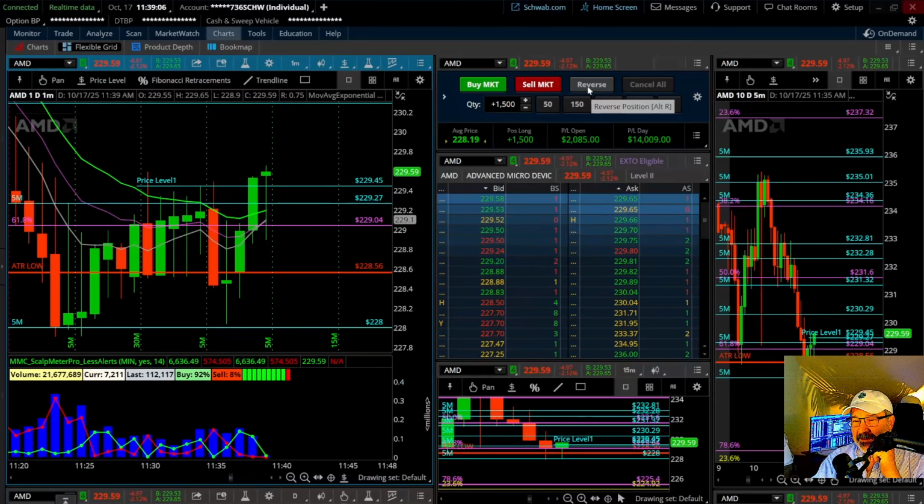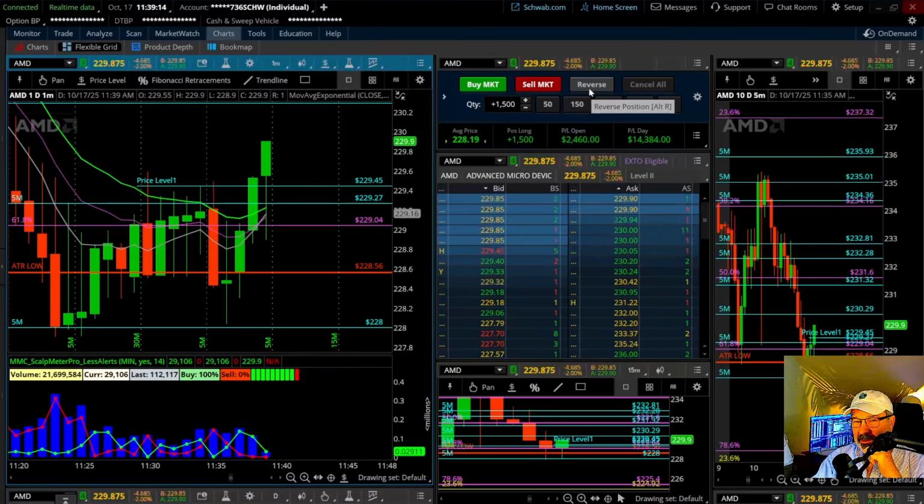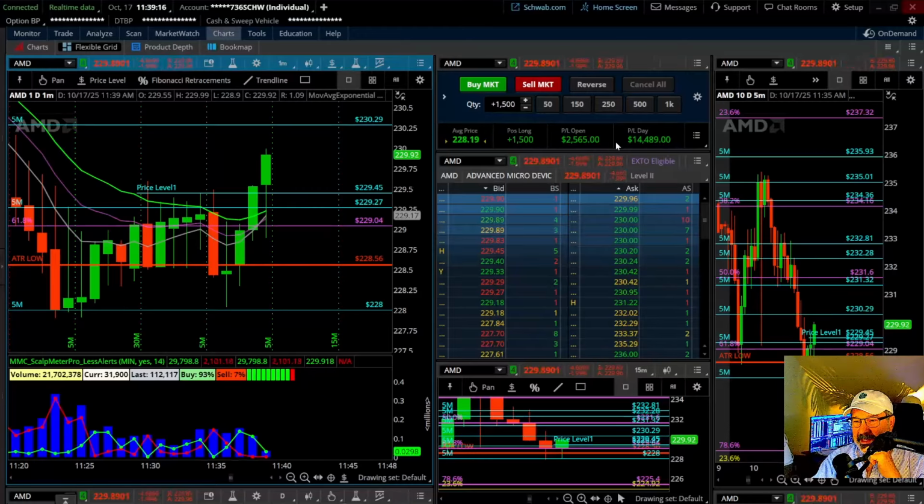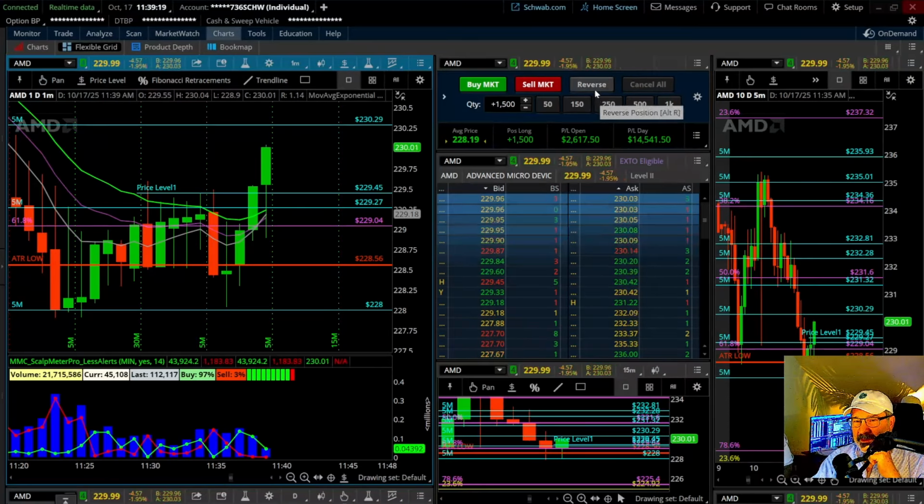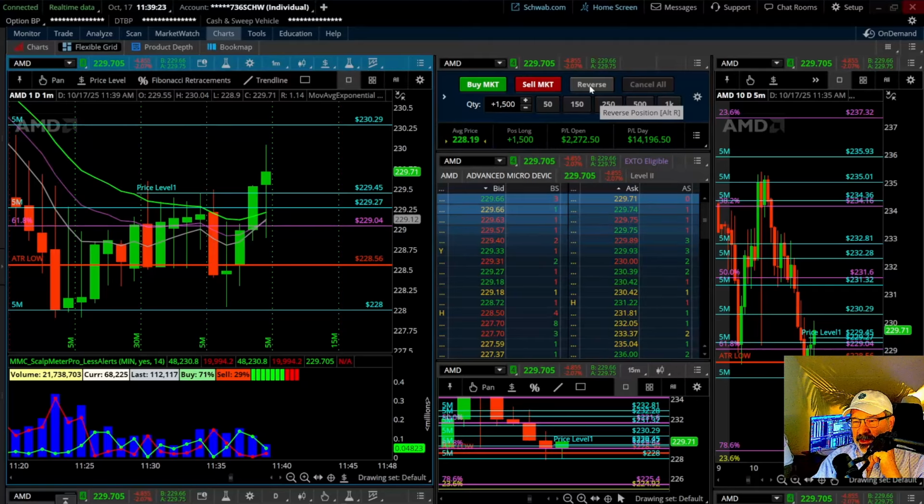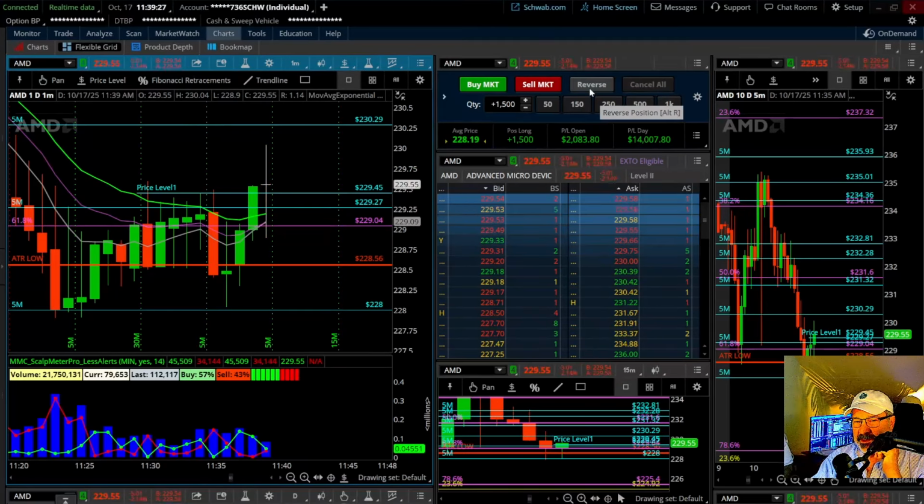What the heck? What just happened there? It blew that level like in a split second. Holding. Can it break the even dollar up there? Yes, it looks like it's going to break the even dollar. Then you have another, let's call that a ceiling up there, 230.29. 230.29, guys. That's where you'll see me.